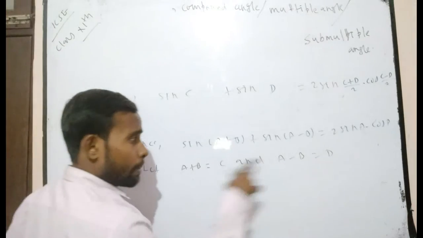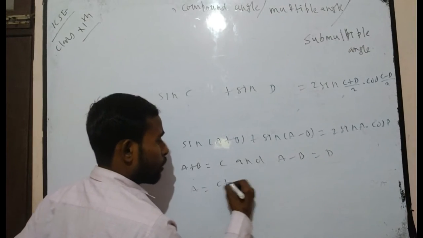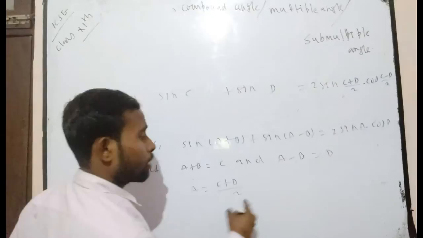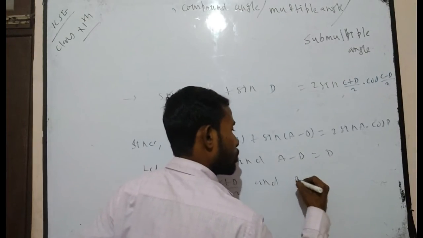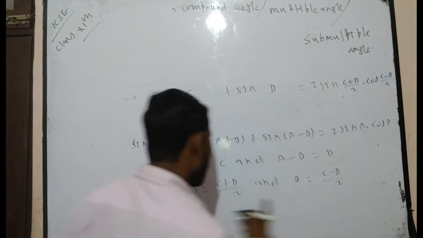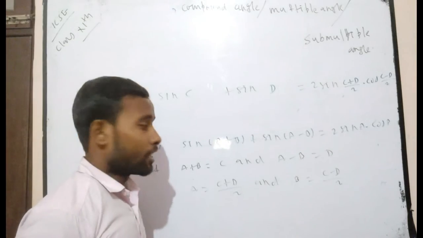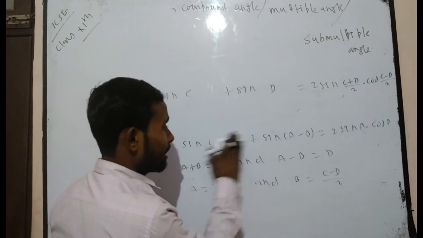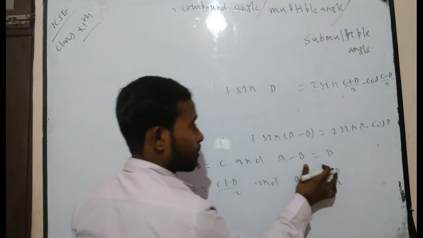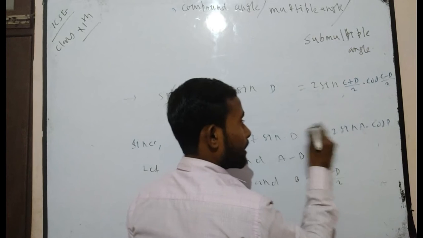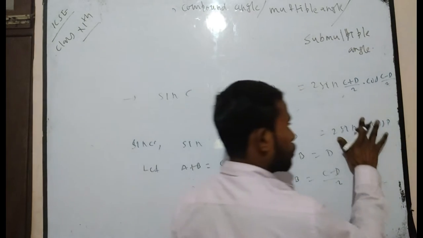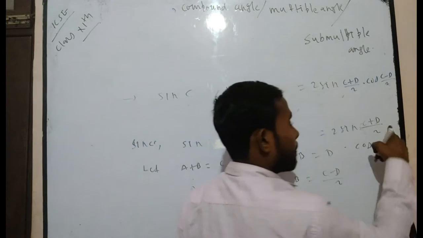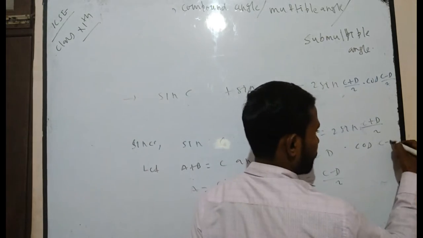Then after solving both equations, that means adding both equations, you get A is equal to (C plus D) by 2 and B is equal to (C minus D) by 2. Now you just have to put these in the equation. Then sin (A plus B) is equal to sin C, sin (A minus B) is sin D, A is equal to (C plus D) by 2, so you can put it here, and cos B is equal to cos (C minus D) by 2.